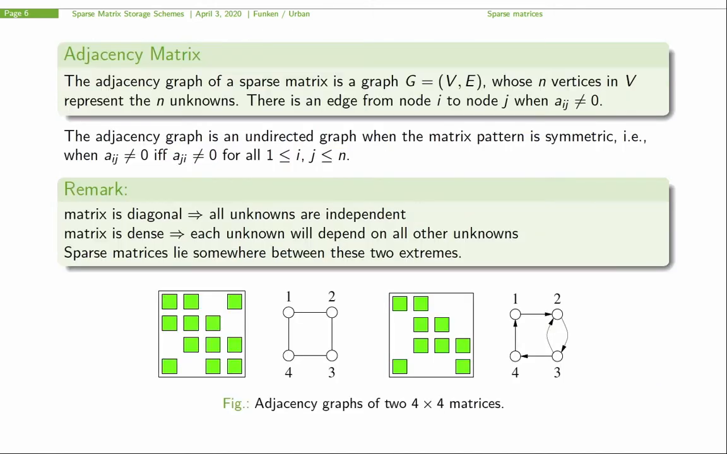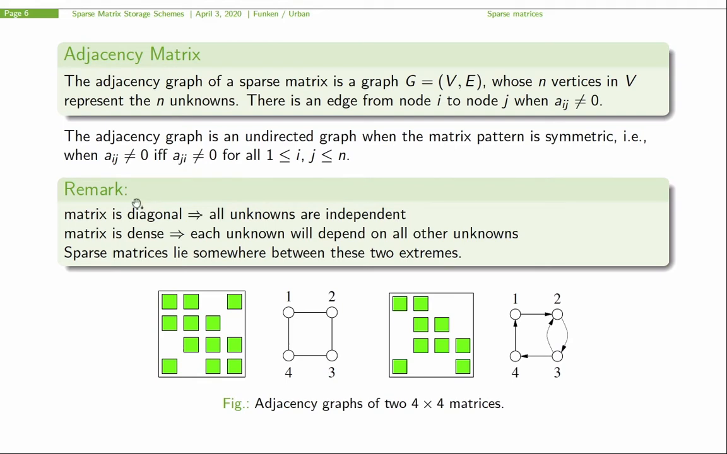So using this graph, we also introduce the term of adjacency graph. The adjacency graph of a sparse matrix is a graph whose n vertices in V represent the n unknowns. So there is an edge from i to j when the element of the matrix Aij is non-zero. The adjacency graph, of course, is an undirected graph when the matrix pattern is symmetric. So if Aij is non-zero, it implies that also Aji is non-zero, and vice versa.